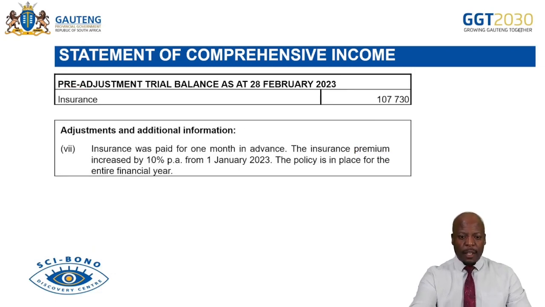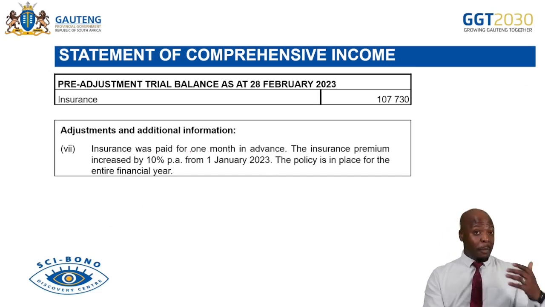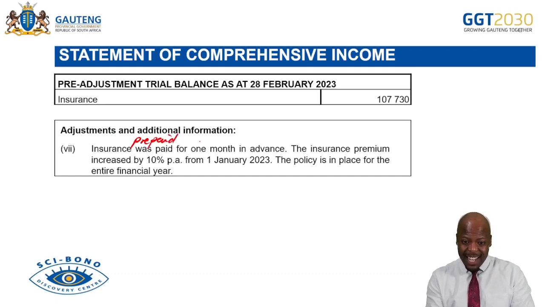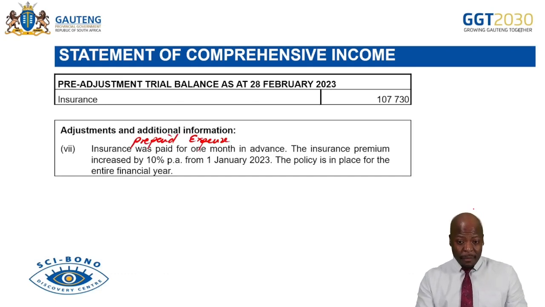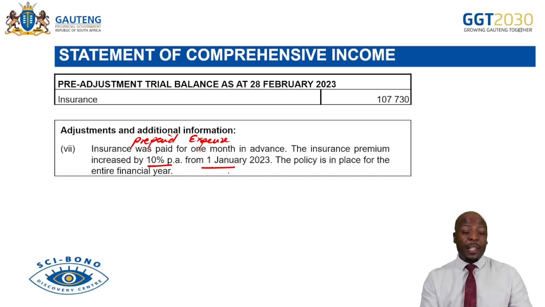The next adjustment is on insurance. It reads, insurance was paid for 1 month in advance. You're beginning to think now, what is this? Insurance is an expense. If we paid 1 month in advance, what are we dealing with? We're dealing with a prepaid expense. You're correct. That's a prepaid expense. And we're told the insurance premium increased by 10% on the 1st of January 2023. The policy is in place for the entire year.